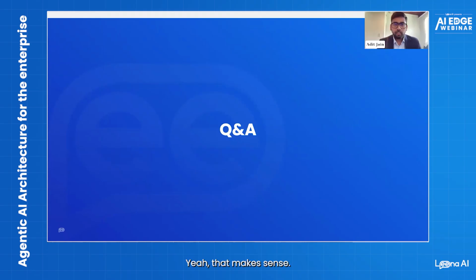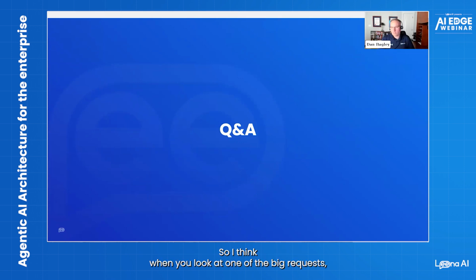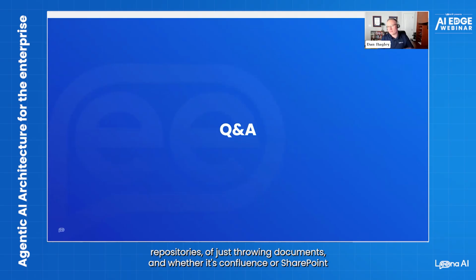Yeah, that makes sense. I think Simon has another question, which is, other than having systems with APIs, what are the other prerequisites to be successful in implementing agentic AI? Sure. So one of the big prerequisites for being successful in agentic AI is having your knowledge in a good spot. All of us have been used to the legacy world of document repositories, of just throwing documents in, whether it's Confluence or SharePoint or OneDrive, and letting it sit there.